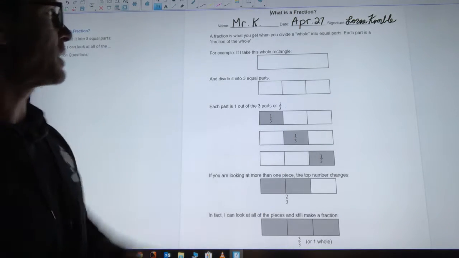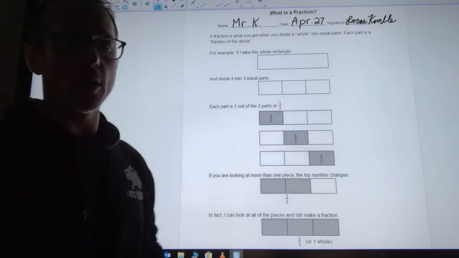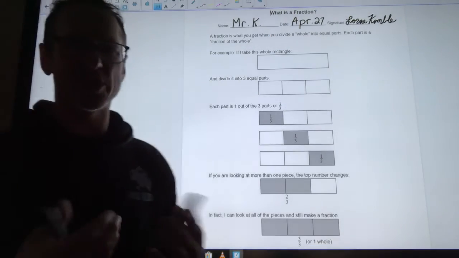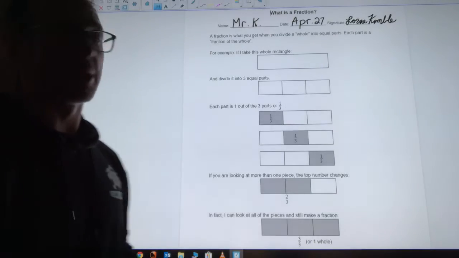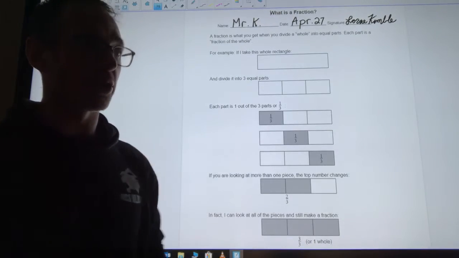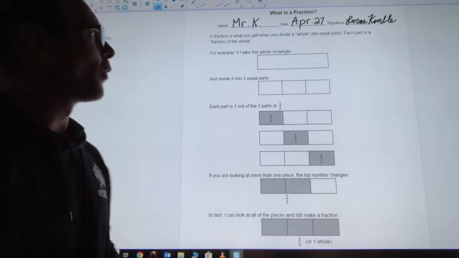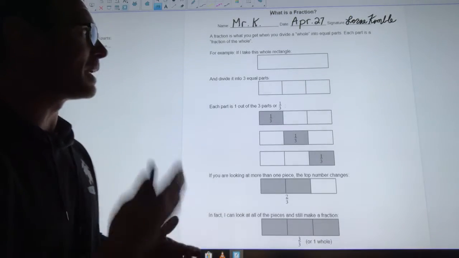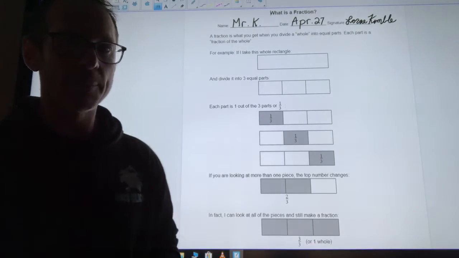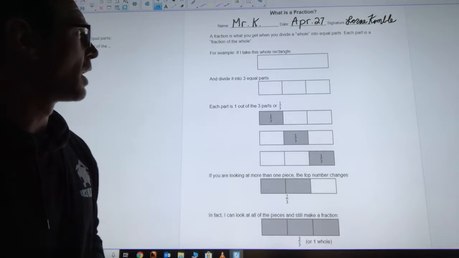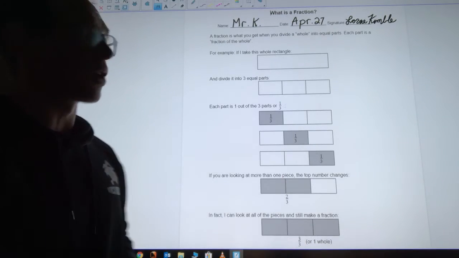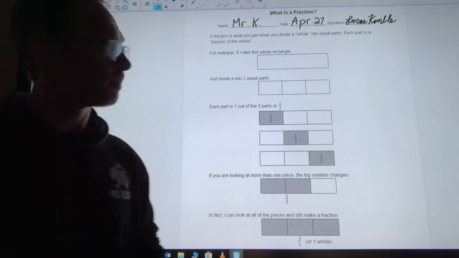So a fraction is what you get when you divide a whole into equal parts. So a whole something, it doesn't matter what it is. It could be a whole pie or a whole pizza, or it could be a classroom, whatever. A whole something being split into equal parts means that we're dealing with fractions. Each part is what we would call a fraction of the whole.